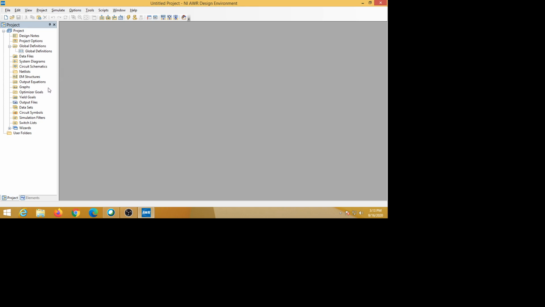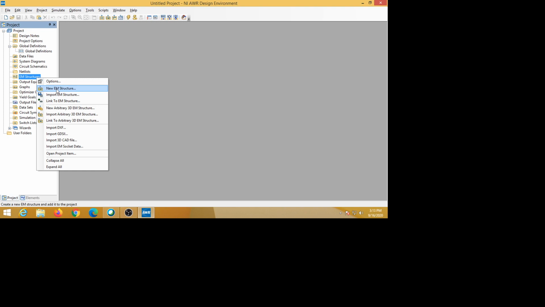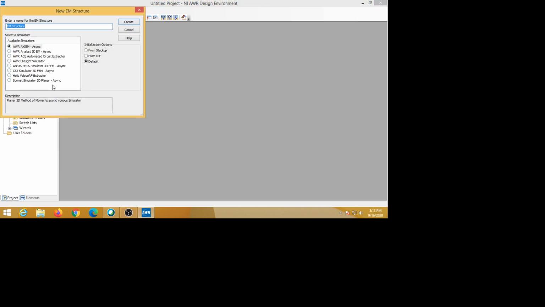But out of these, we are using the EM structure, because we are drawing an EM structure, that is a microstrip structure. So we have to choose EM structure. Under that, we should choose new EM structure. In this window we have to choose AWR Axim. AWR Axim should be checked.